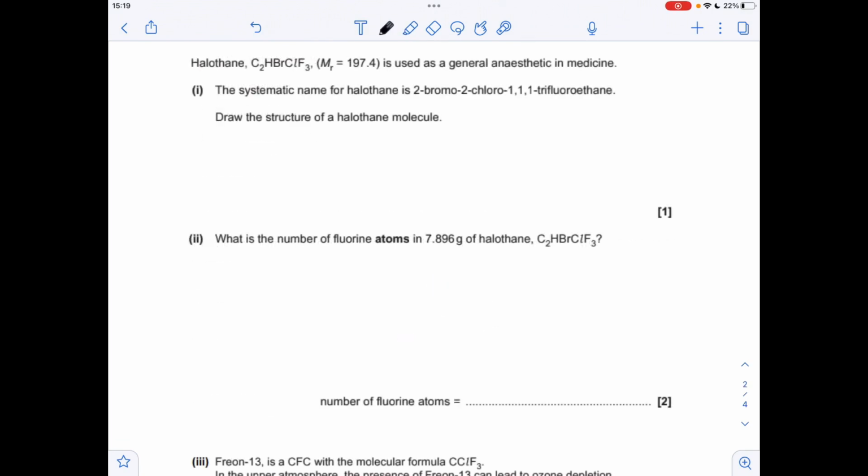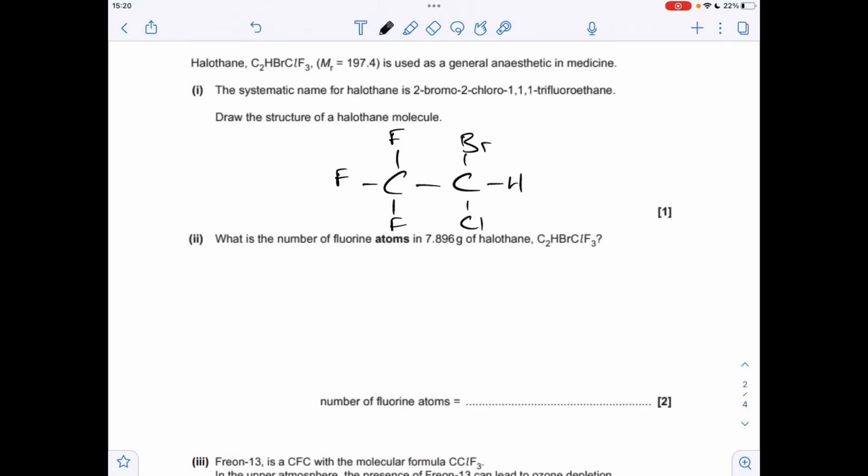Moving on to the main questions now. So we've got to draw the structure of a halothane molecule, and we know the name is 2-bromo-2-chloro-1,1,1-trifluoroethane. So we've got 2 carbons. So we've obviously got 3 fluorines on 1 carbon. So we'll make this carbon 1. We've also got a bromine on the other carbon and a chlorine. So that must be a hydrogen. So that's the structure there.